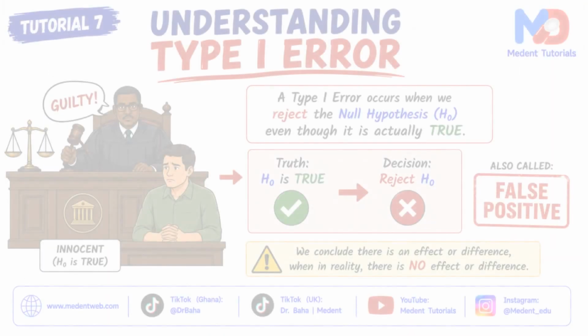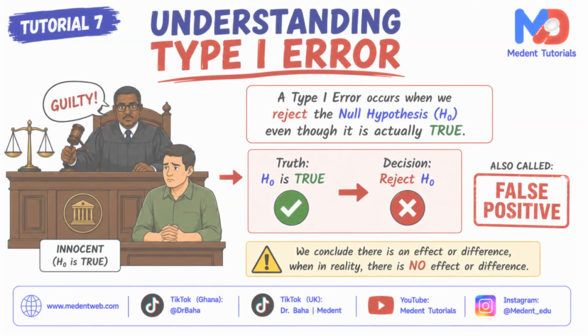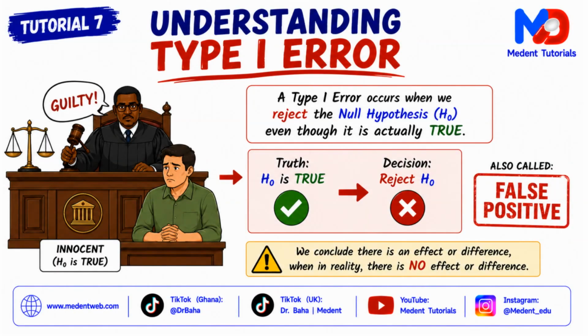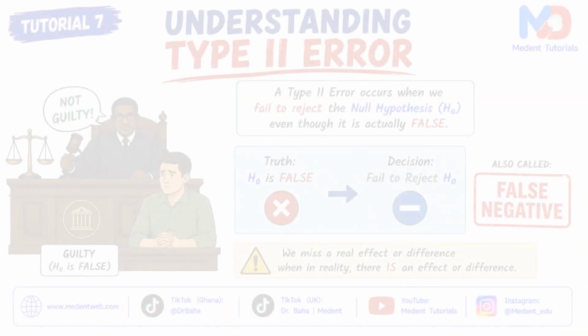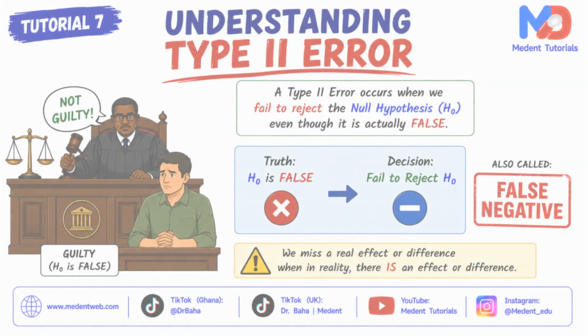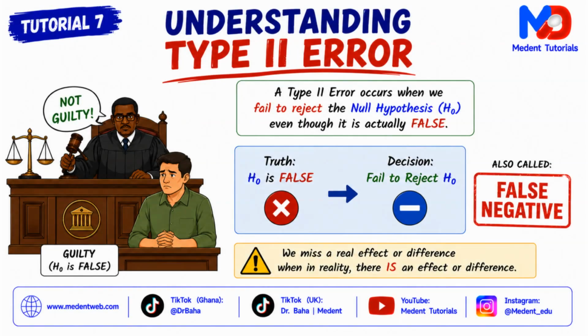Now, a type 1 error occurs when we reject the null hypothesis, even though it is actually true. This is called a false positive. A type 2 error occurs when we fail to reject the null hypothesis, even though it is false. This is also called a false negative.